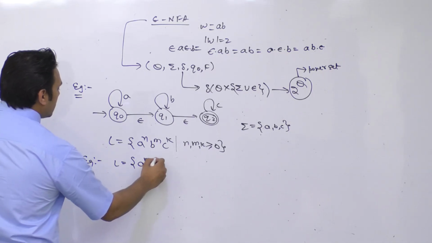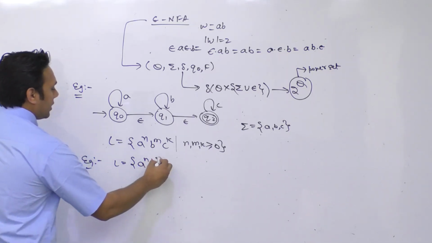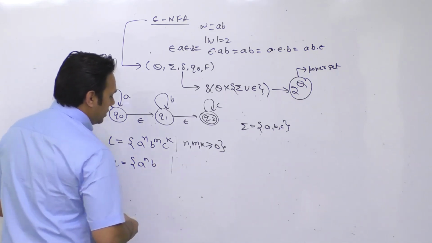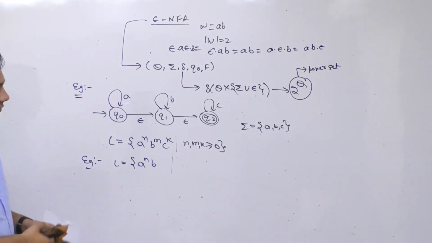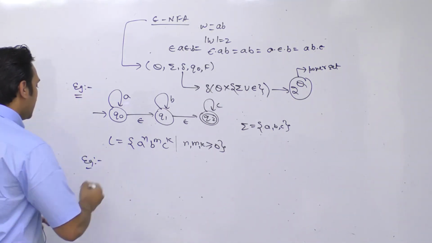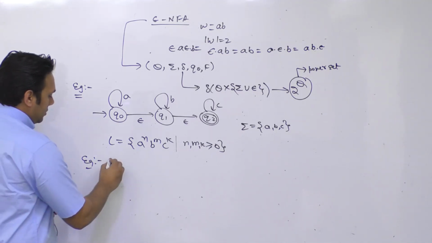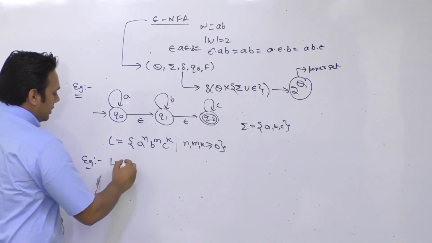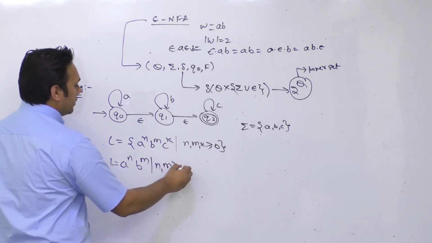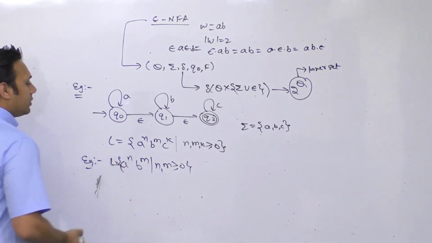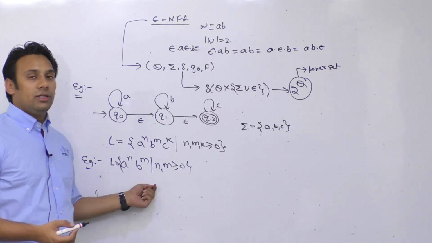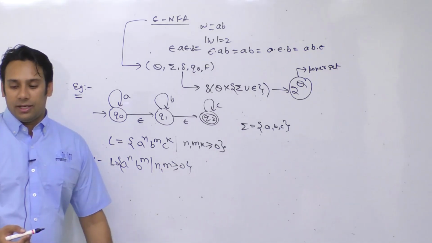Okay. If I make one more example, the next example is for the language which is A raised to power n, B raised to power m, such that n, m is greater than or equal to 0. This is again one more example of a language. For this language you can make a DFA, you can make an NFA, you can also make an epsilon NFA.